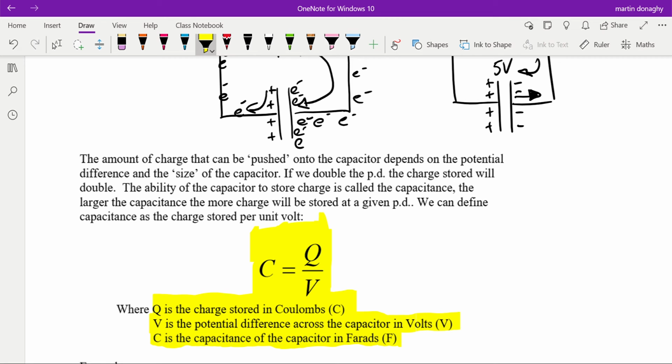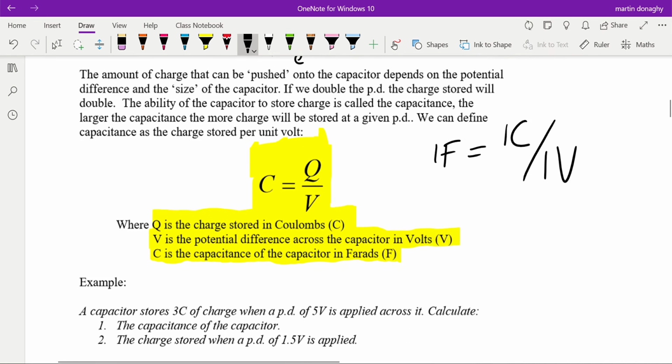And to be honest, a 1 farad capacitor would be huge. Most of the time we're going to be dealing with either millifarads or possibly micro or nano farads. 1 farad is quite a large unit. What does 1 farad mean? Well, if we look at that equation, 1 farad for our C, the capacitance, would mean 1 coulomb of charge for every volt across it. So really 1 farad is the amount of charge per unit volt across it.